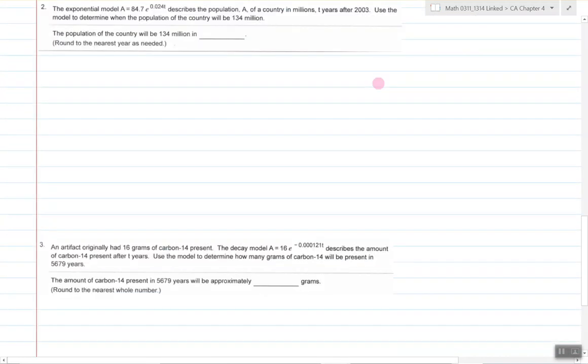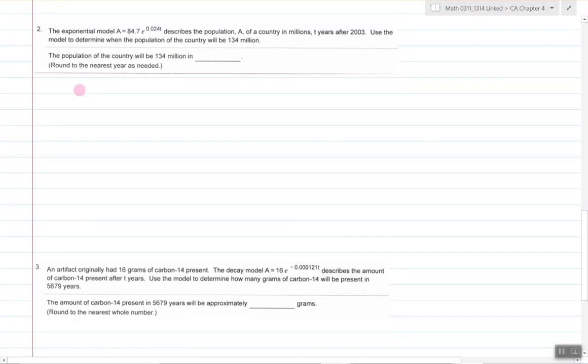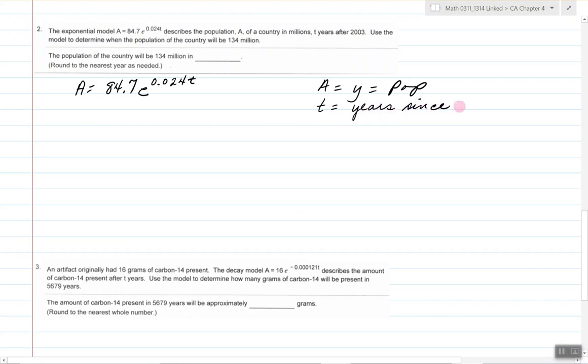Let's look at number 2. We have a different model. We have A is equal to 84.7 e to the 0.024 t, where A, which I will call Y, is the population, and yes, it is in millions, and then t is years since 2003. So we're going to take the given year and we're going to subtract 2003, and we're going to get our X value.